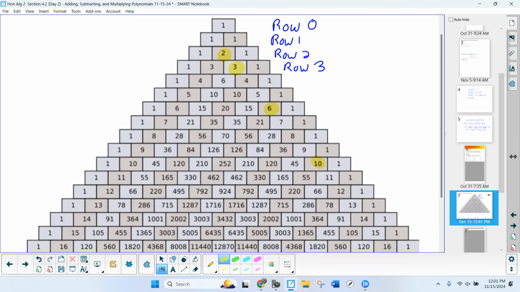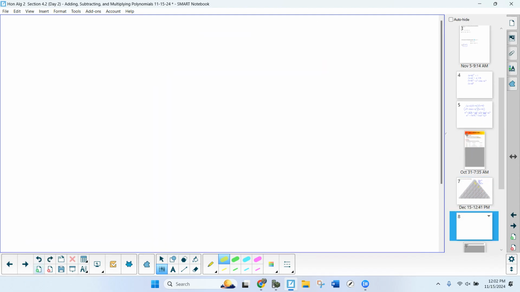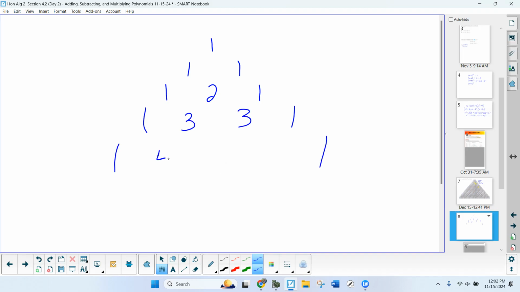Okay. People ask me, will you give us this triangle? The answer is no. I will not give you this triangle. Okay. Let's just make it again. It's really easy. 1 on the top. 1, 1. 1, 1, 2. 1, 1, 3, 3, 1, 1. 4, 6, 4. Okay.